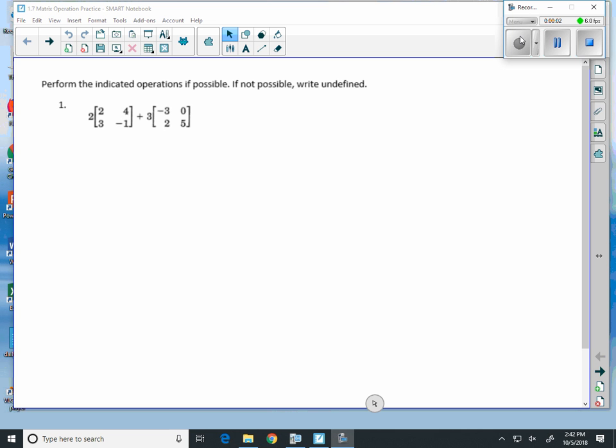This is the matrix operation practice, a mixed practice for Monday. So I'm just going to go through each question. If you don't need this question, just keep fast forwarding until you find the one that you need.